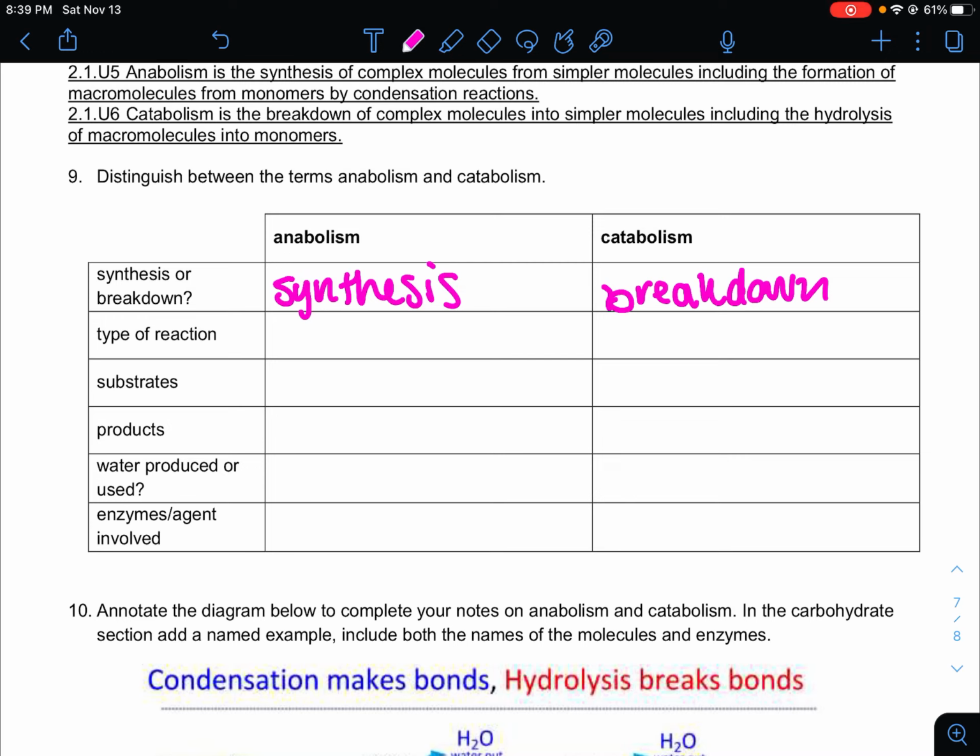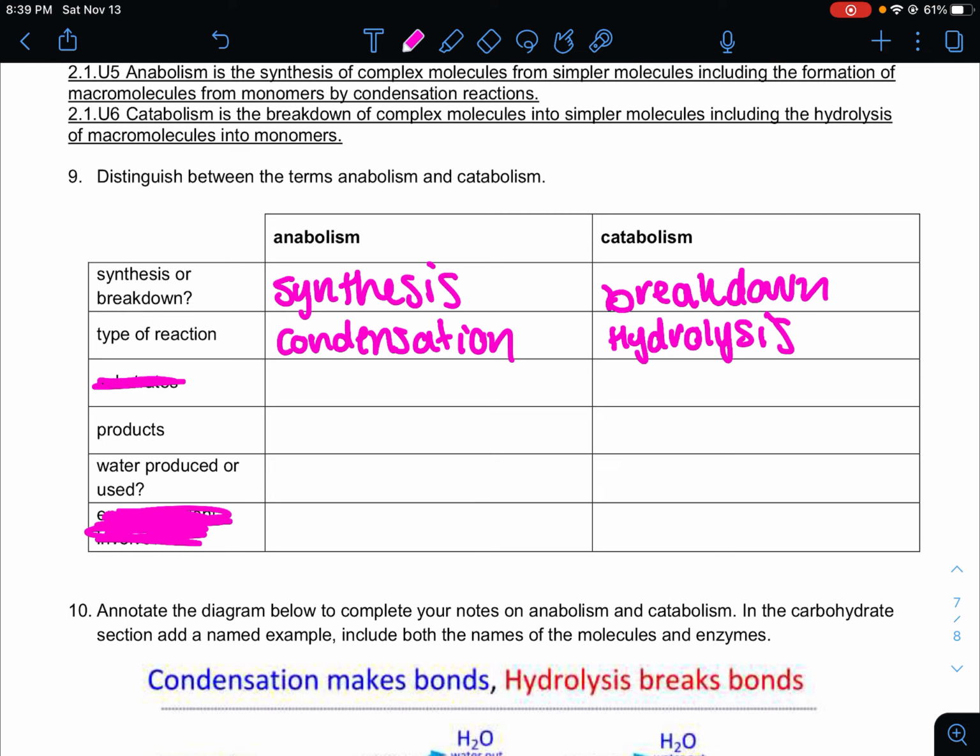The types of reaction. For catabolism, we have hydrolysis. And that's because hydro meaning water, lysis meaning to break, so water is breaking the bond. And then for anabolism, you have the condensation reaction. And we talk about these a little more down below in that diagram. Don't worry about substrates or enzymes involved. We'll talk about that more in 2.5, I believe.